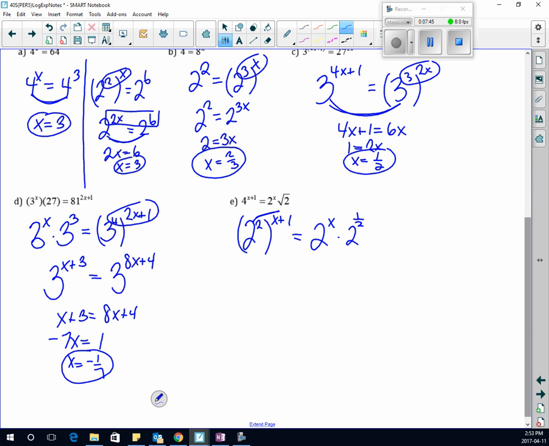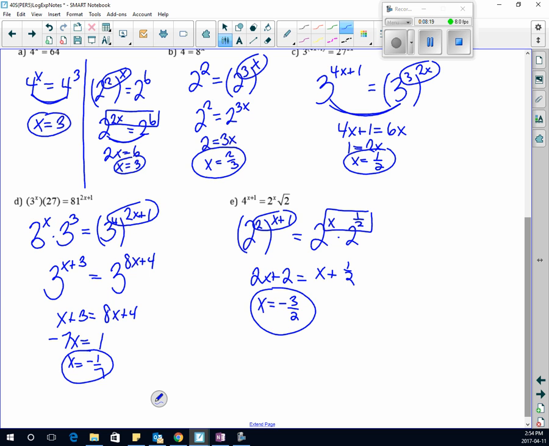So again, we need to multiply that. So we get 2x plus 2 equals, what do we do here when we're multiplying the same base? We add them, so then we get x plus 1/2. So let's move the x's over to one side. So x equals, I'm going to move the 2 over to the other side. So what's 1/2 minus 2? Negative 1/2. So what's that as a fraction? Negative 3/2. Very good.